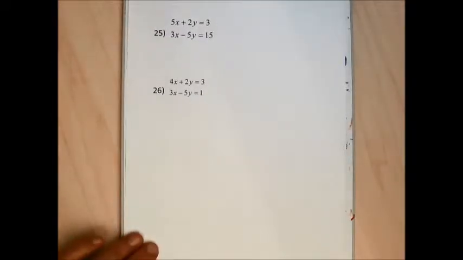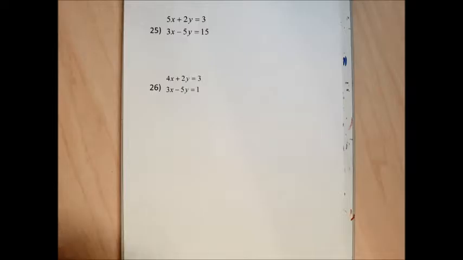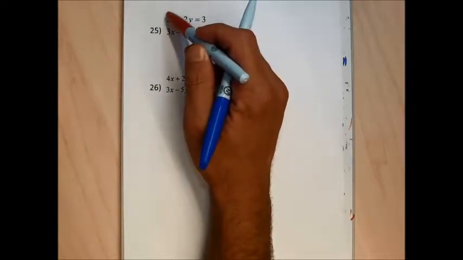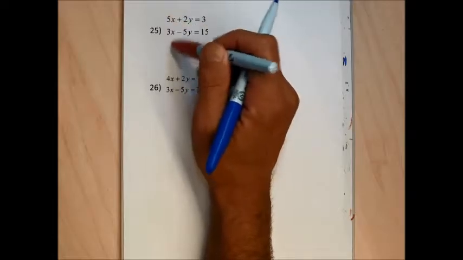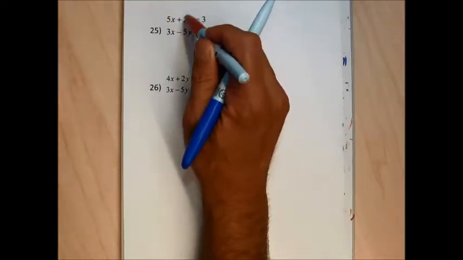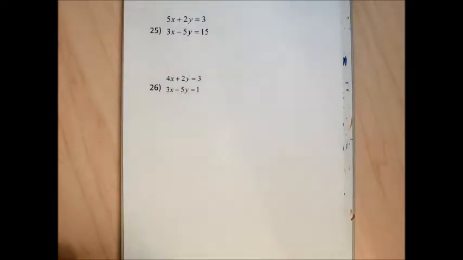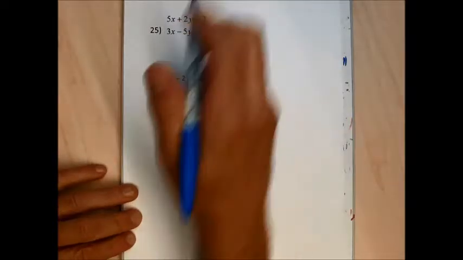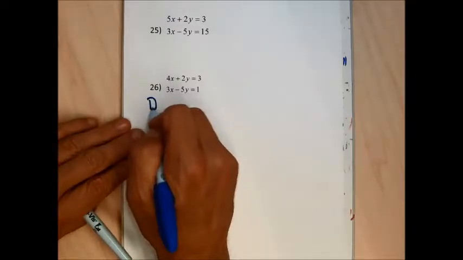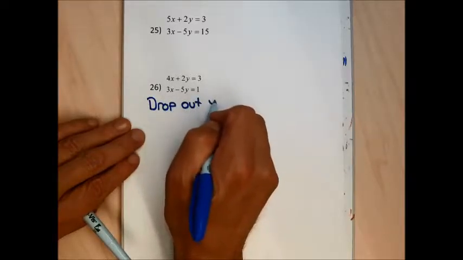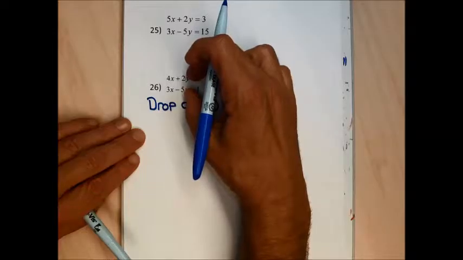Problems 25 and 26 are trickier because 3 and 5 don't have any common multiple. 3 times no number is 5, 5 times no number is 3, 2 times no integer is 5, 5 times no integer is 2. So there's going to be double multiplication to drop out a letter. And just like you're probably going to do, I'm going to decide to drop out the y's. The reason I'm going to drop out the y's is because they have opposite signs in front of them.